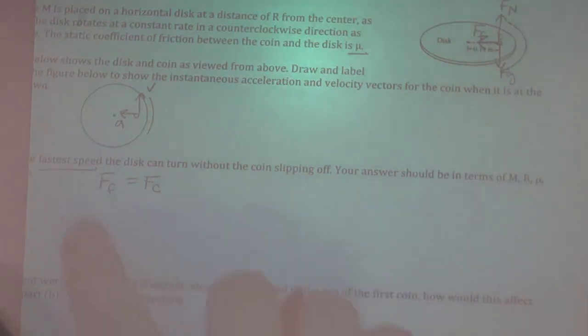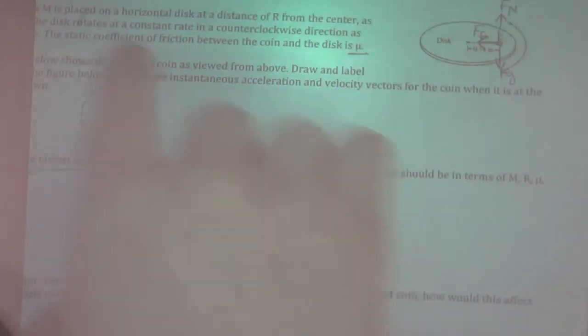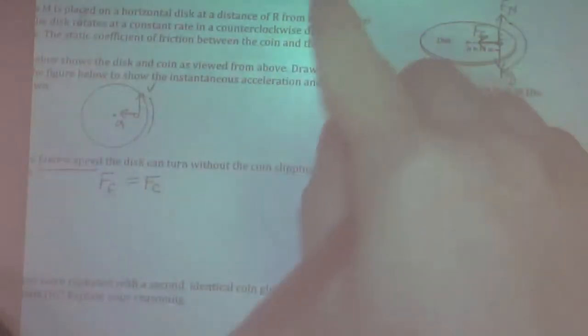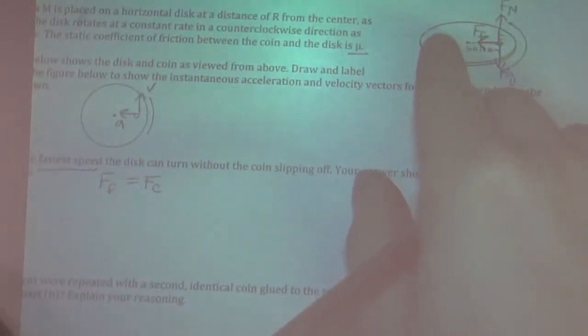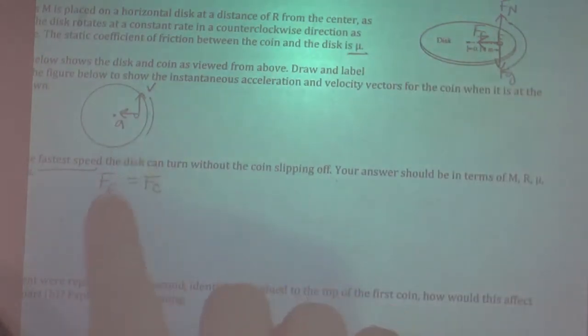So there's only so much static friction, so there's going to be a point where it goes too fast and the static friction is not enough to hold it in place. That's the point where the maximum static friction, mu Fn, is equal to the centripetal force. So the force of friction is mu Fn. Centripetal force is mv squared over r.